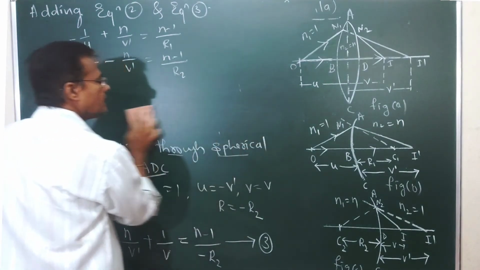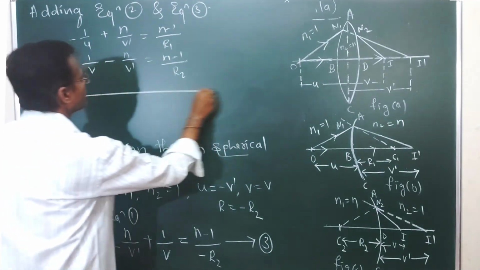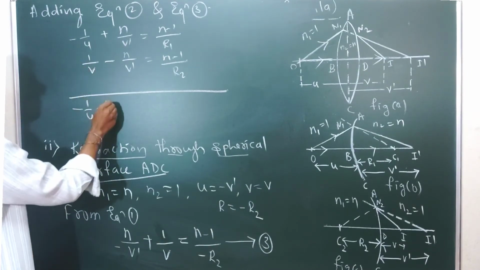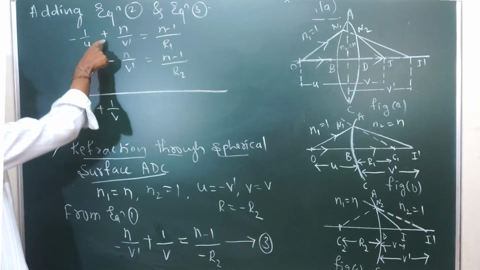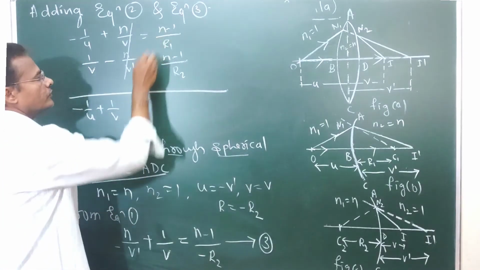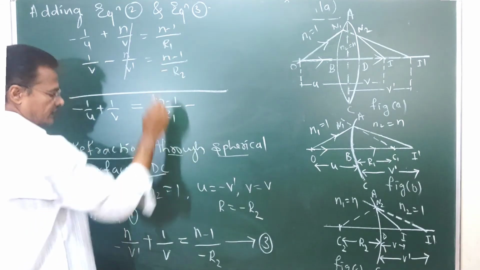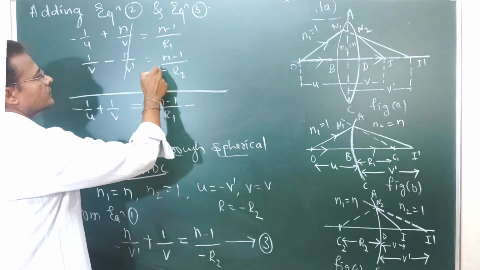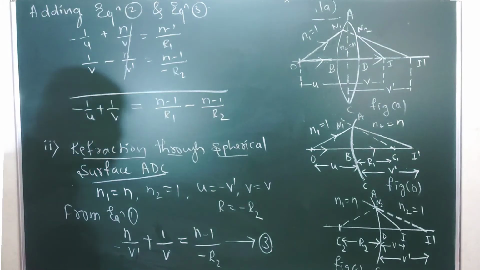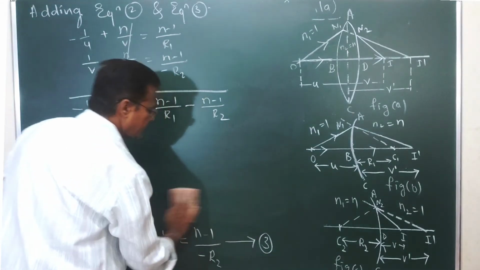So we are going to add these. So this is minus 1 by u plus 1 by v. This is plus sign, this is minus sign. These two get cancelled. So that will be equal to N minus 1 divided by R1 minus N minus 1 divided by R2, because here we have to put the minus, plus into minus is minus only. Followed?